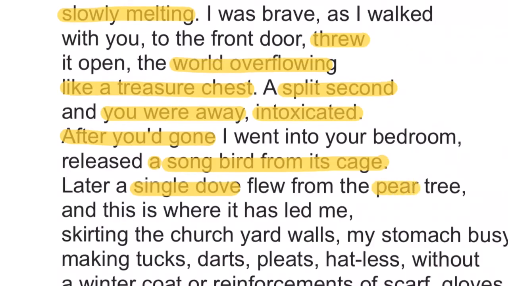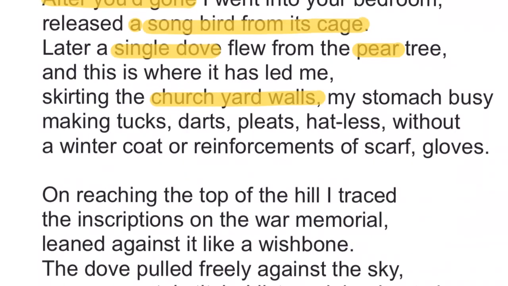Well, pear obviously is a homophone here. So they are the pair, the mother and son, but now they've been torn apart by war. And this is where it has led her, skirting the churchyard walls, so as though looking for his grave. We can see that her grief means that she's no longer thinking straight.